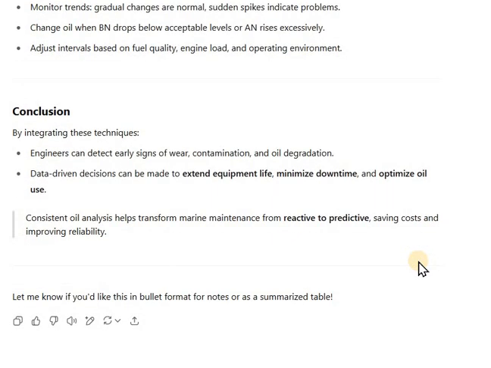To conclude, engineers can detect early signs of wear, contamination and oil degradation. Data-driven decisions can be made to extend equipment life, minimize downtime and optimize oil usage. Consistent oil analysis helps transform marine maintenance from reactive to predictive, saving cost and improving reliability.